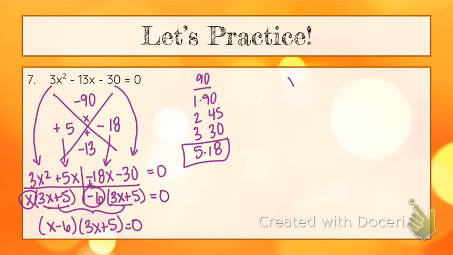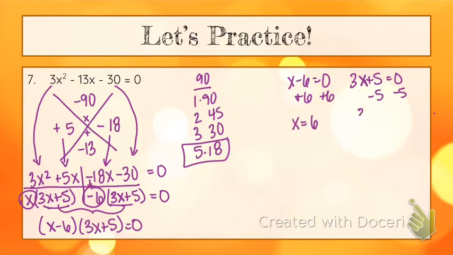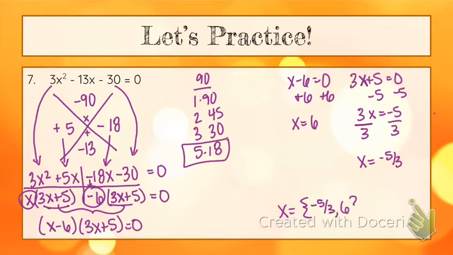So now we split it up and get x minus 6 equals 0 and 3x plus 5 equals 0. Add 6, x equals 6. And then subtract 5 from both sides and we get 3x equals negative 5. Divide both sides by 3 and x equals negative 5/3. So our solution set is x equals the set of negative 5/3 and 6.